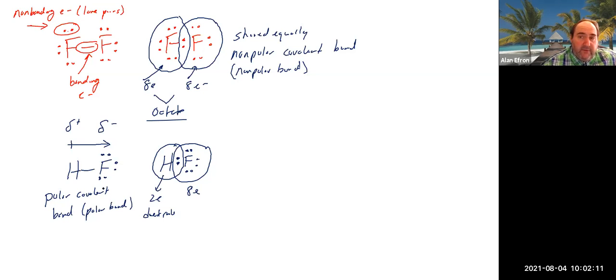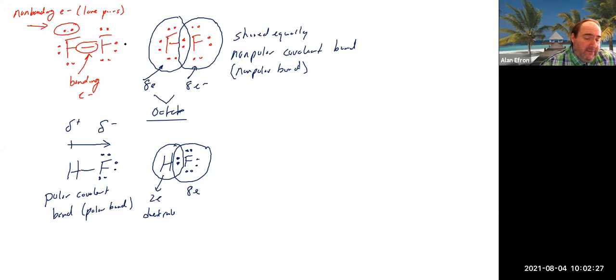And we have this unequal sharing of electrons. So they're still sharing, but they are sharing unequally. And that again creates this sort of charged aspect to this bond, where in this case here, where we have equal sharing of electrons, really no charge aspect to it.